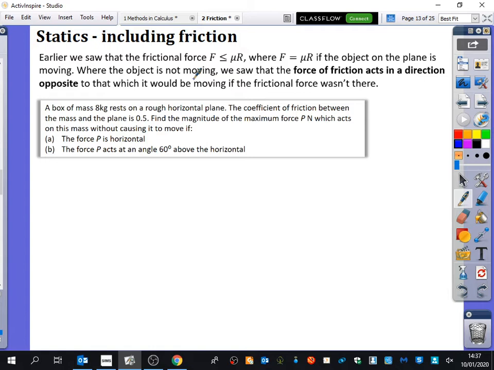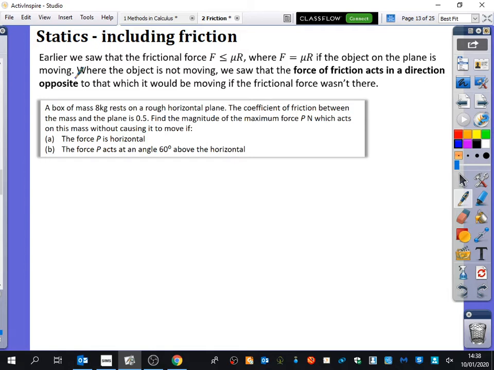Now, one of the things I want to talk about a little bit more: F equals μR if the object on the plane is moving. What other scenario is F equal to μR? Good, limiting equilibrium. If it is in limiting equilibrium, then F would be equal to μR. Ahmed, do you remember what limiting equilibrium actually means, in practice? It's on the verge. Yeah, it's on the verge of moving. If just the forces changed a little bit, it's going to start moving.